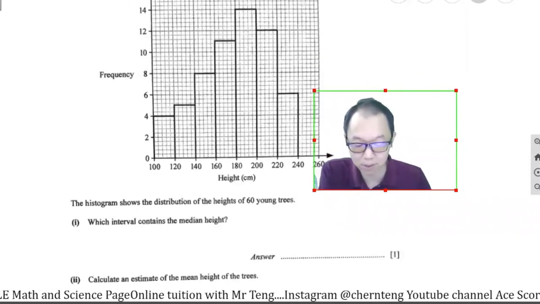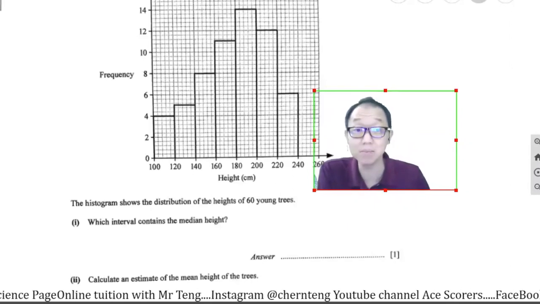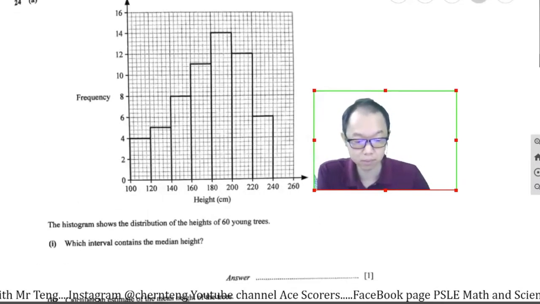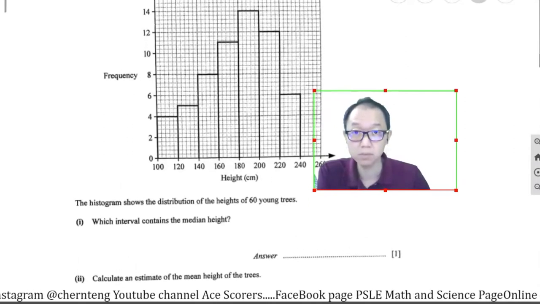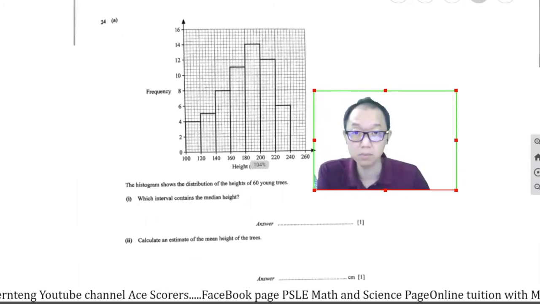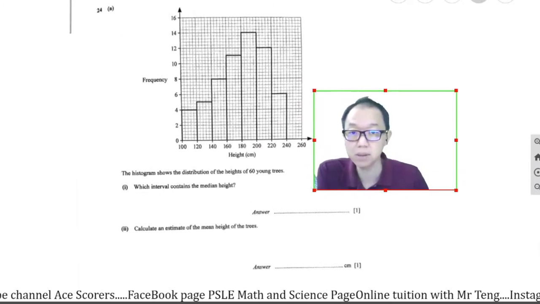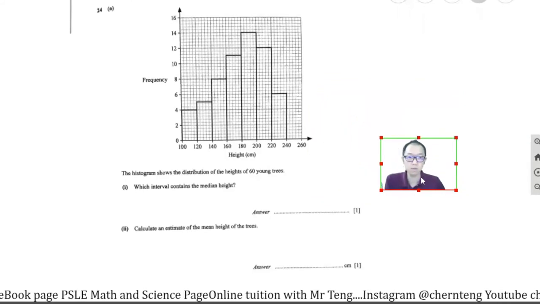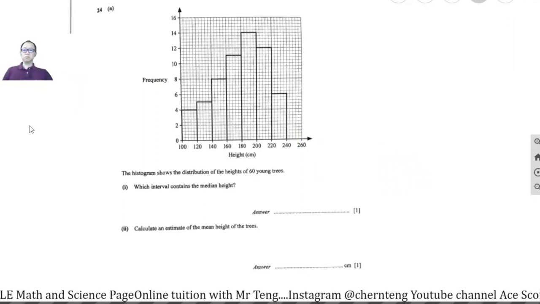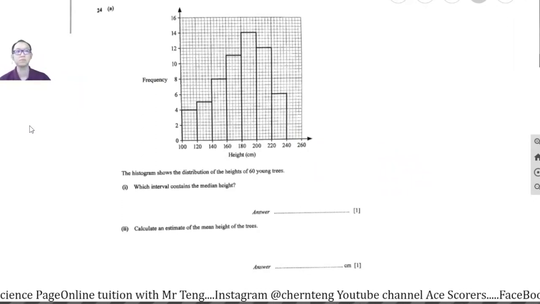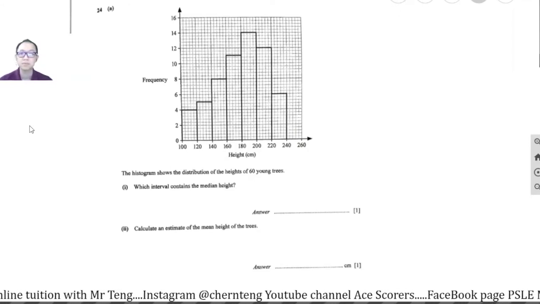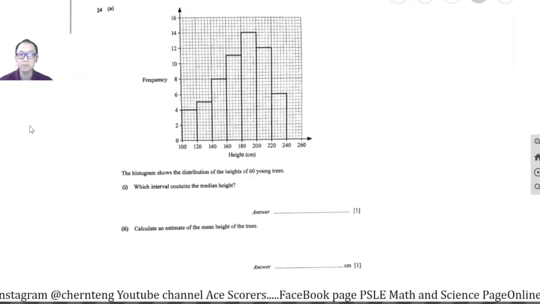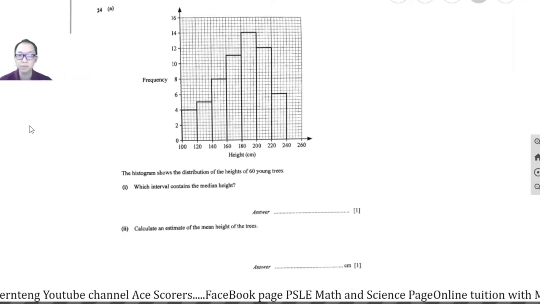Statistics. So which interval contains the median height and what's the estimate of the mean height of the trees? I don't know if you can see this. A bit small. Which one is the median height?